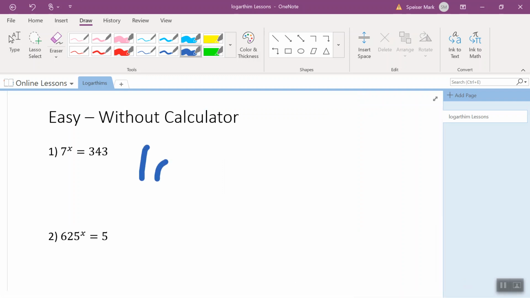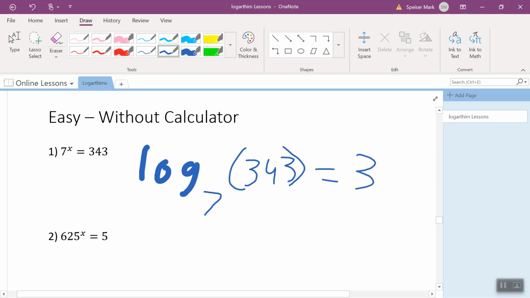So you rearrange it: log of base 7 of 343, and you get 3, because 7 to the third power is 343.